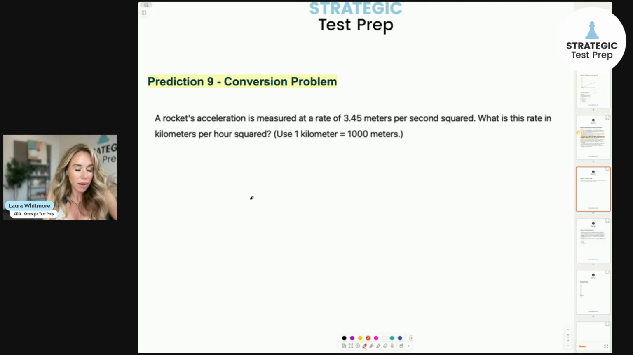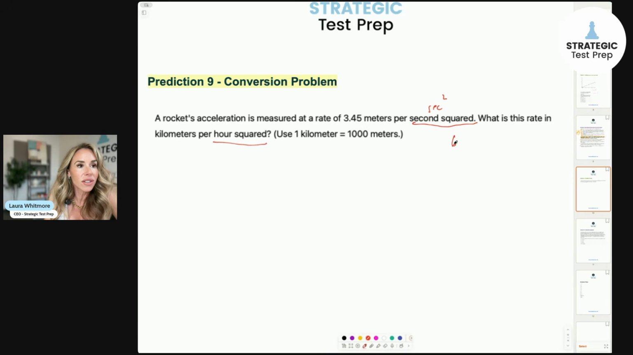It says a rocket's acceleration is measured at a rate of 3.45 meters per second squared. Do you see how they're squaring seconds? That's interesting. This is in the second dimension. So it says, what is this rate in kilometers per hour? We need it per hour squared. So what you need to do off to the side, because they'll never give you conversions for time, you need to create the conversion yourself.